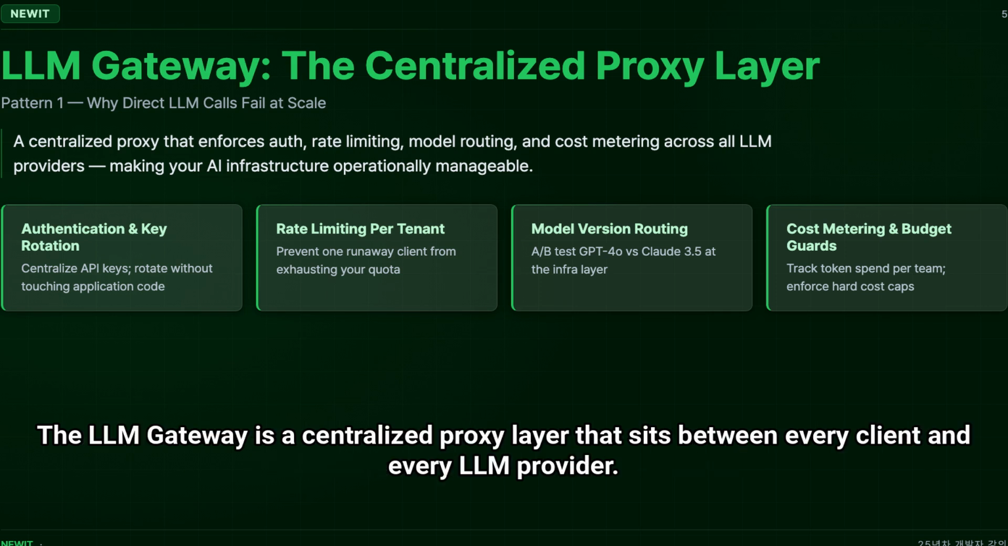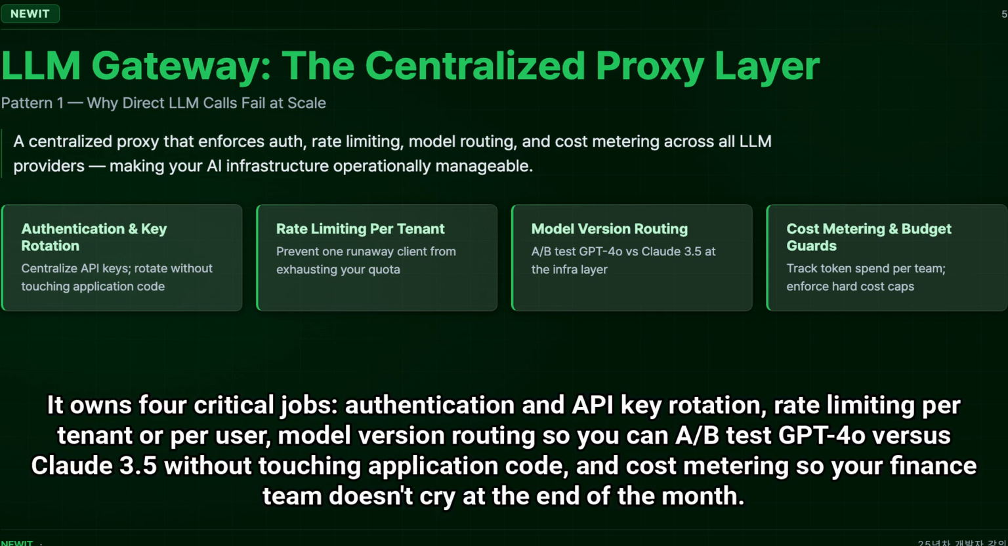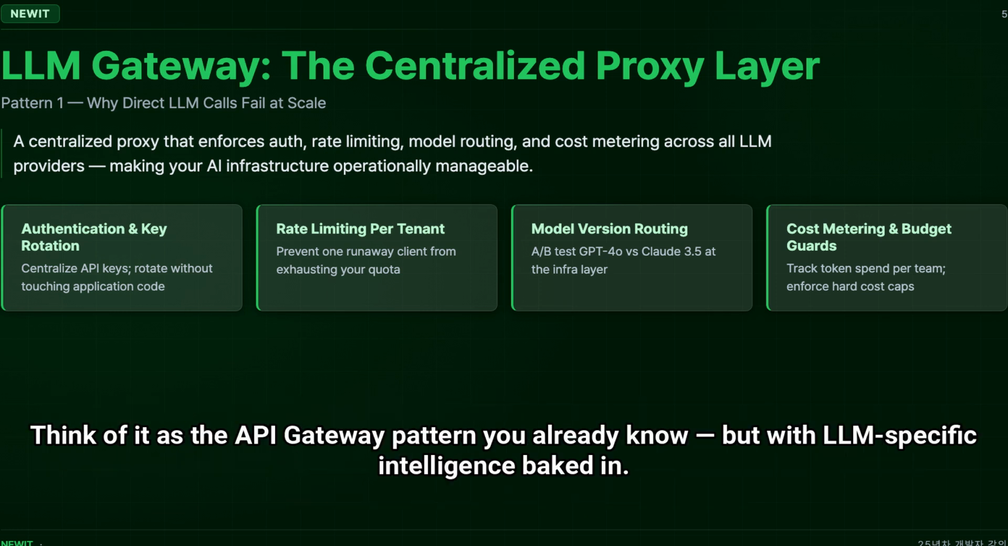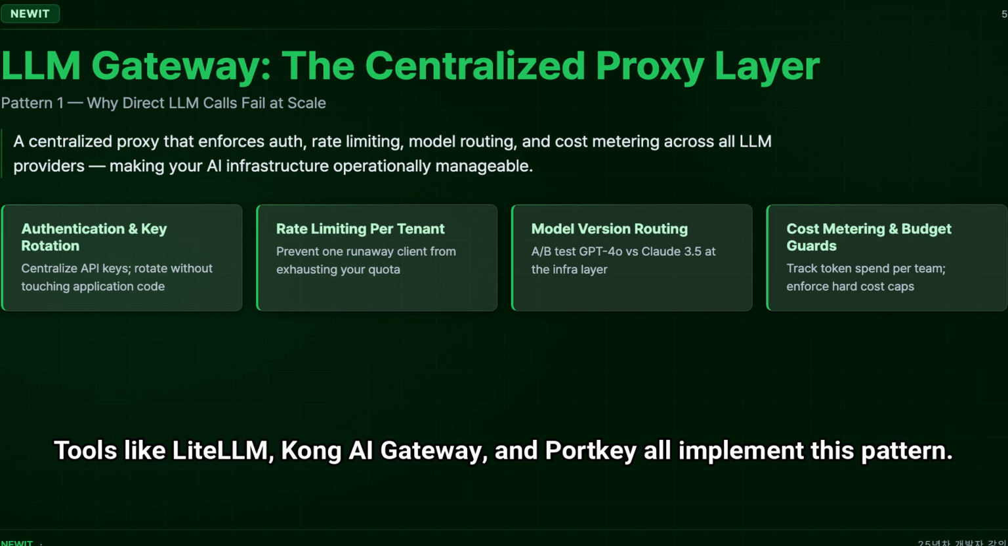The LLM gateway is a centralized proxy layer that sits between every client and every LLM provider. It owns 4 critical jobs: authentication and API key rotation, rate limiting per tenant or per user, model version routing, so you can A/B test GPT-4 versus Claude 3.4 without touching application code, and cost metering, so your finance team doesn't cry at the end of the month. Think of it as the API gateway pattern you already know, but with LLM-specific intelligence baked in.